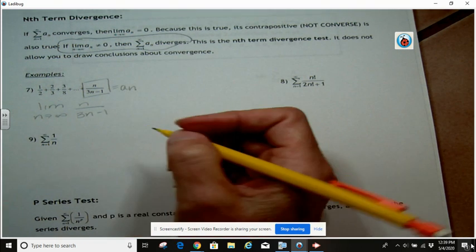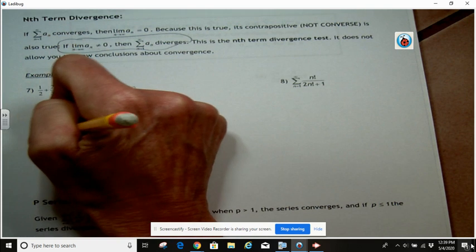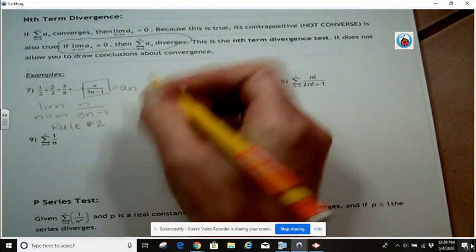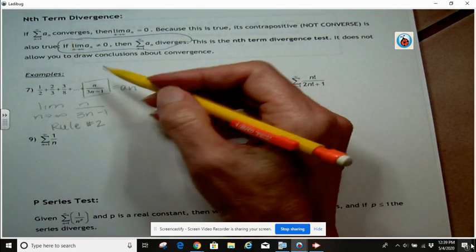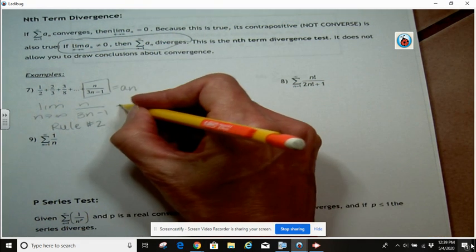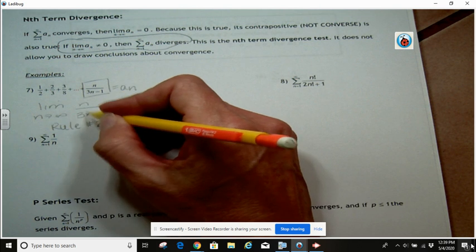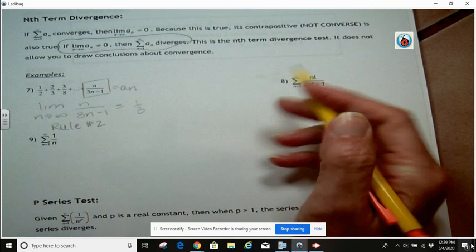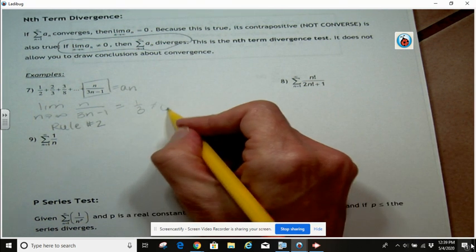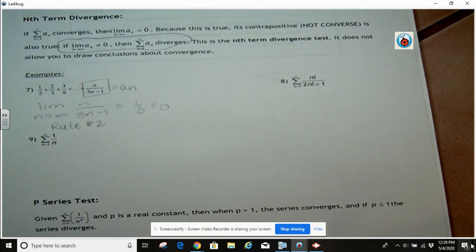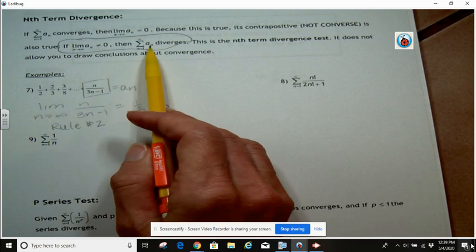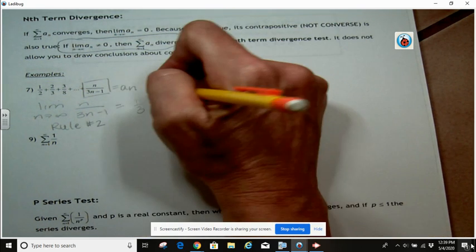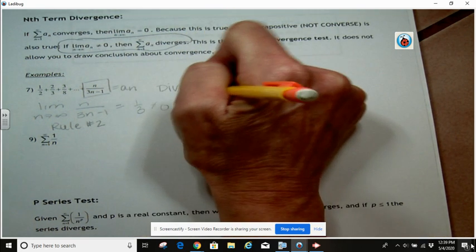This is a rule 2 because the degree of the numerator is the same as the degree of the denominator. Okay, they're both of the first degree. So the limit to infinity would be, you just take this and reduce it to 1/3. Well, last time I checked, 1/3 was not equal to 0. And so if we go back up here, if the limit to infinity does not equal 0, then our infinite series diverges. And so we conclude that this diverges.